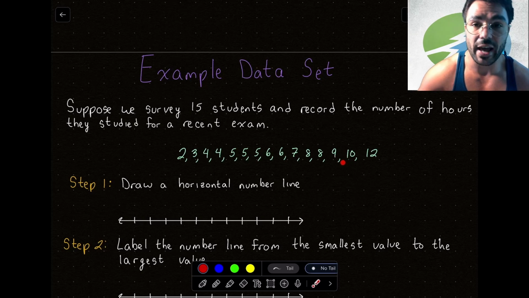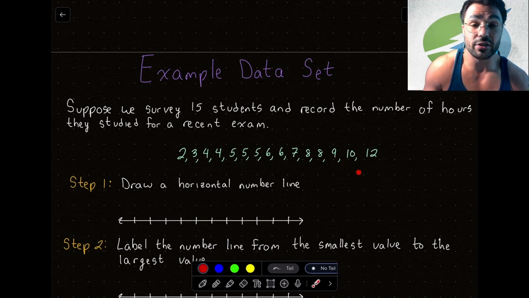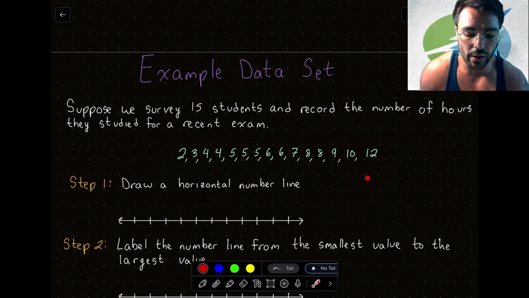When you are given data like this, it will not always be listed in ascending order. It is in your interest to rewrite it in ascending order. It'll make working with these values much easier.